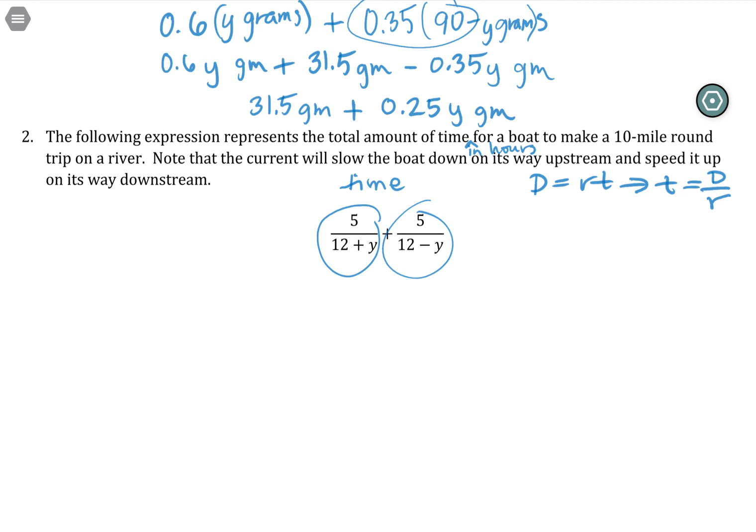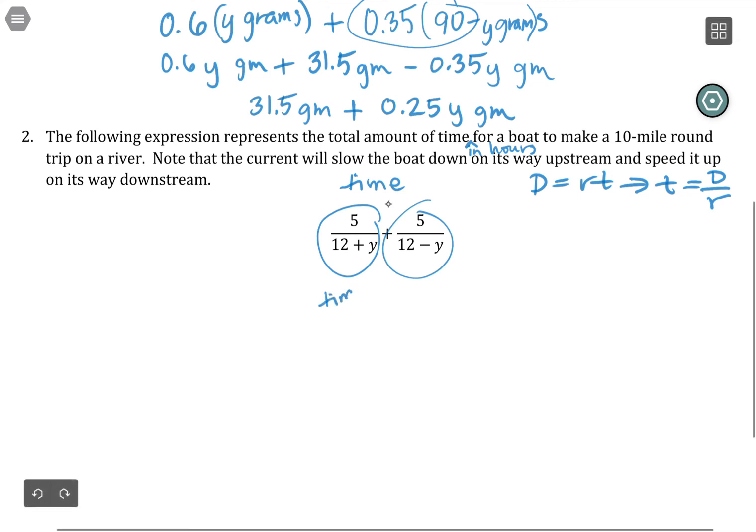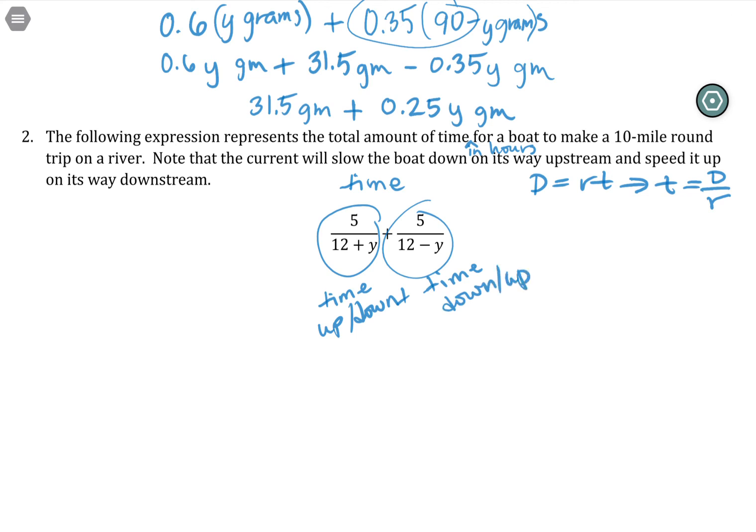That would be the way I would approach this. If I have different things happening upstream and downstream, and I want the total time, I would add them together. So I will have out of these two a time, and it's either going to be up or down, plus a time, and it'll be the reverse, down or up. So if the first one's up, the second one's down, and we'll think about which is which in a minute, but I'm thinking that's what I'm looking at.